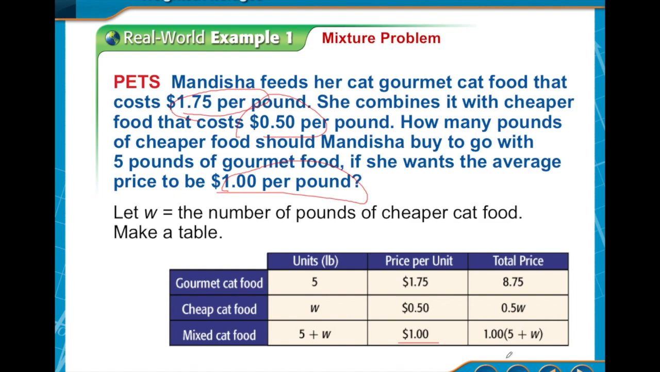And now once we have a table, that's how we're going to solve these problems today. Make a table, fill it out, and then use the things in your table to solve the problem, and we'll write an equation. So as you're finishing writing that down, think about what these things mean, have these numbers down, and we'll find out what is W, and we can answer our question for how much cheap cat food we need to buy.